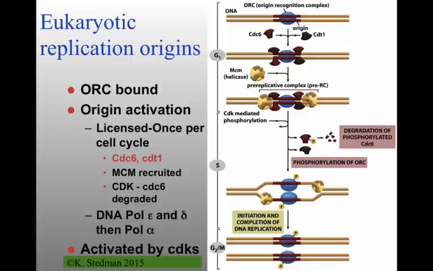Okay, so the question is, CDK phosphorylating ORC and CDC6 at the same time? The answer is yes and no. There are multiple cyclin-dependent kinases, so it's not actually the same one, but they're doing it at the same time in the cell cycle. It's basically going right at the beginning of S phase. Because remember, S phase is the synthesis phase. That's where you get replication taking place.